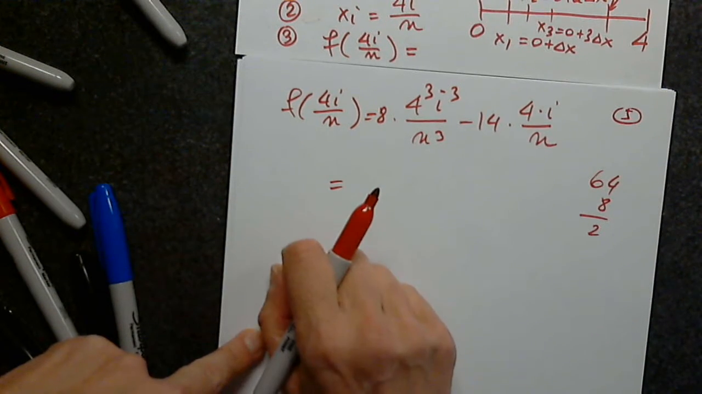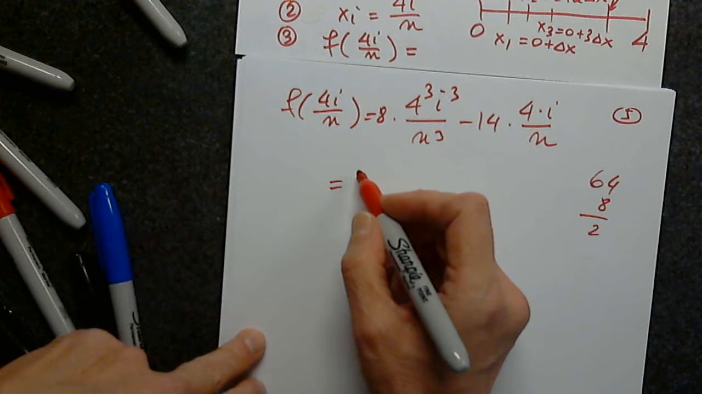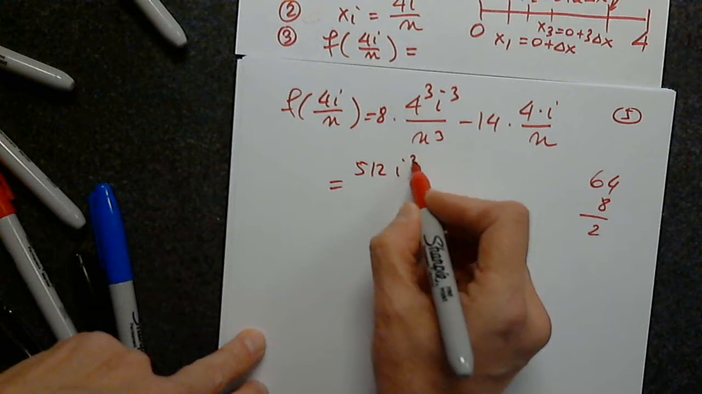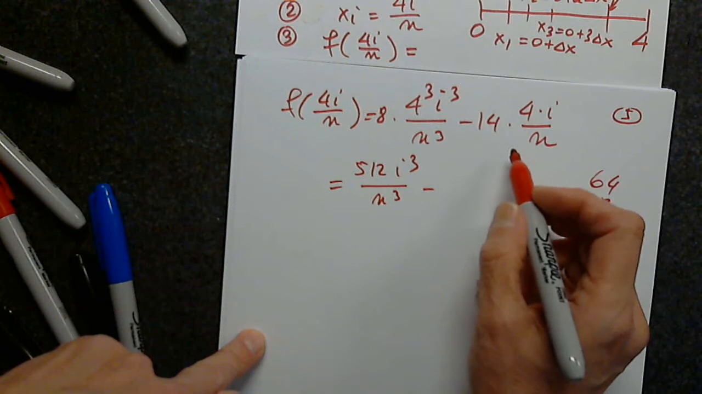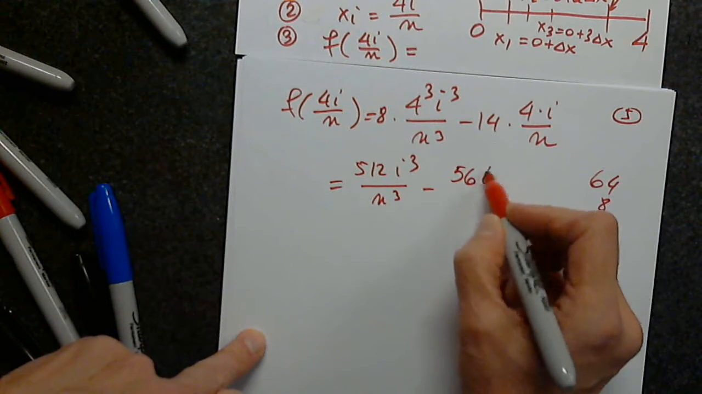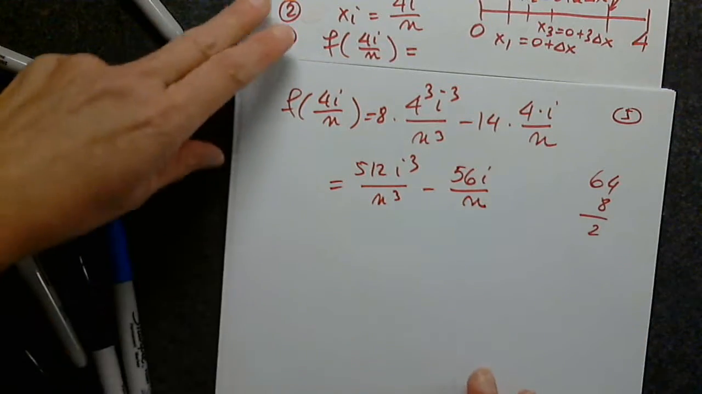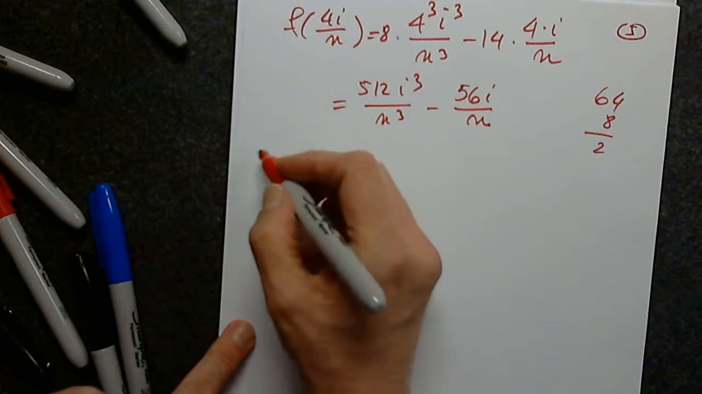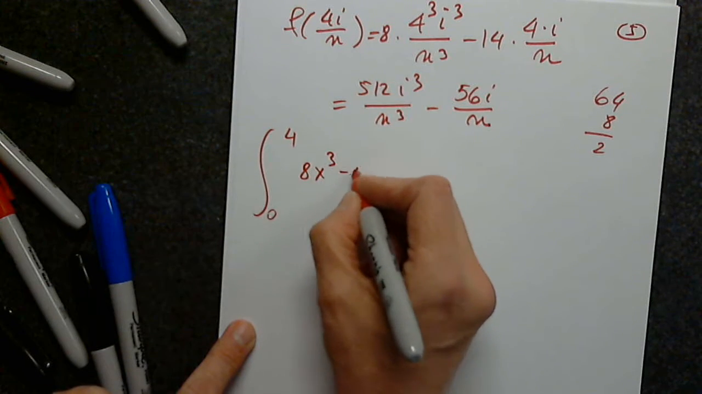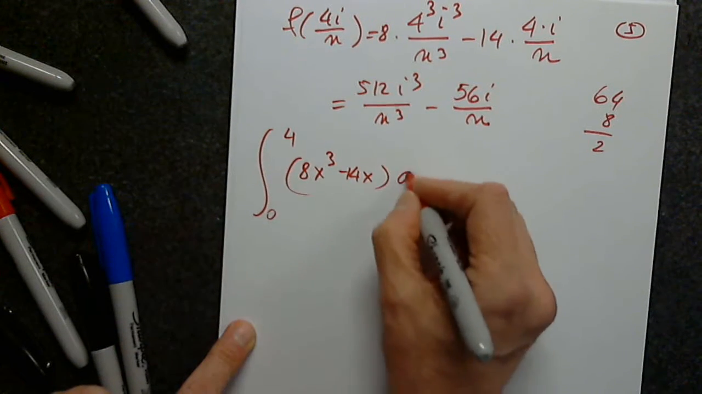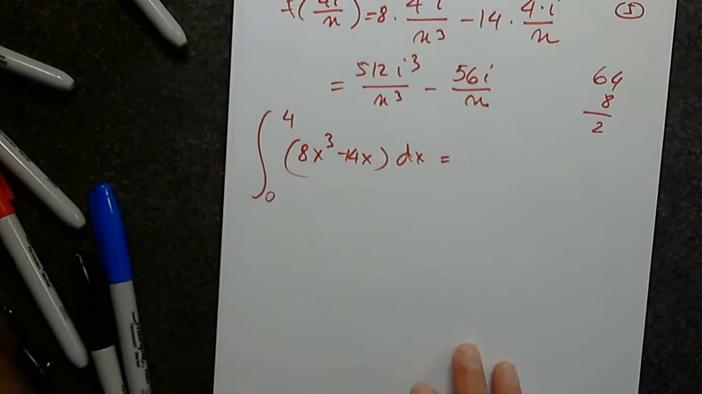Okay, I see the calculator is running. What is it? I cubed over n cubed minus, is it 56 I over n? Okay, so then we have all the preps ready. So this is the integral from 0 to 4 of 8x cubed minus 14x dx, which I will calculate just to make sure, so I don't go crazy later.